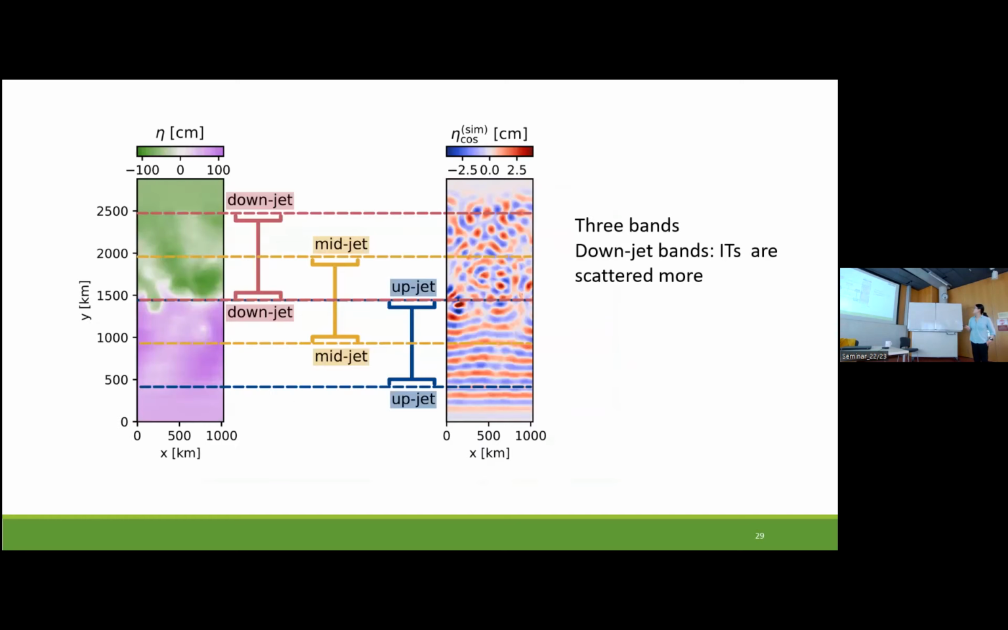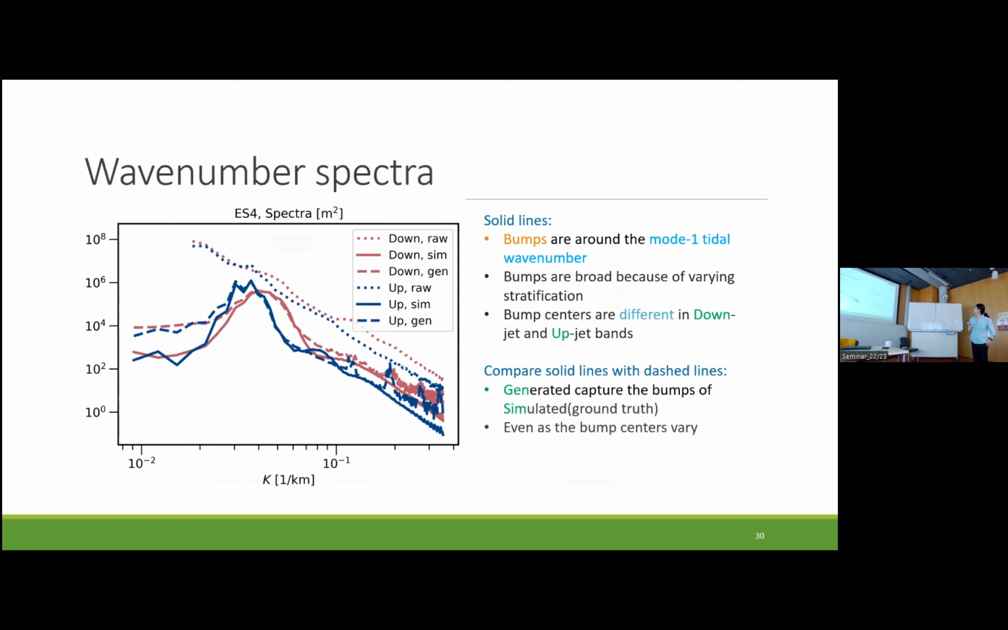I will briefly talk about this. To get some more insight on the behavior of these outcomes, we analyze the wave number spectra, and this is from the ES4 run, which is our second worst run, but it's much better than the very worst run.